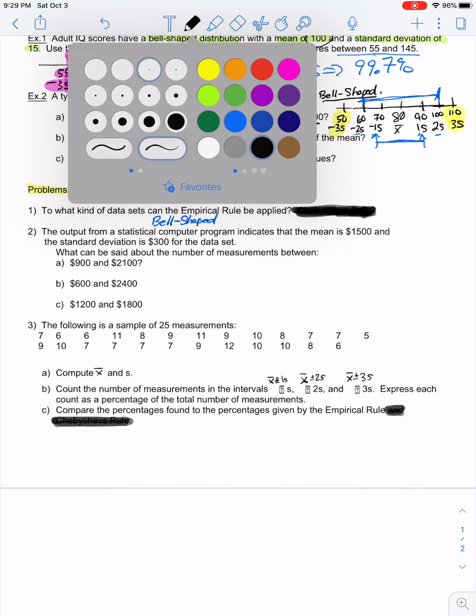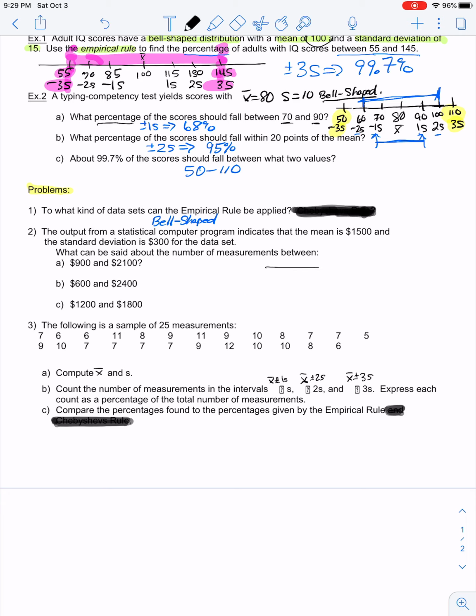Get your pencil, make yourself a quick little number line. Put the mean in the middle, 1500. Okay, we know that's coming from right here. The standard deviation is 300, so we're going to do 300 to the right 3 times. That should drop us at 1800, 2100, and 2400. I'm just adding the standard deviation 3 times, so I go 1, 2, 3 deviations to the right.